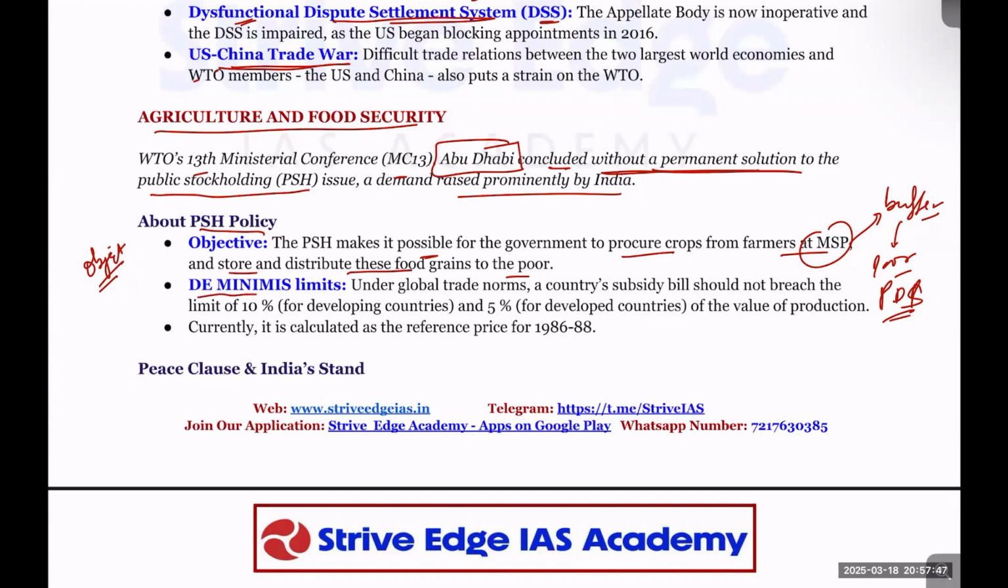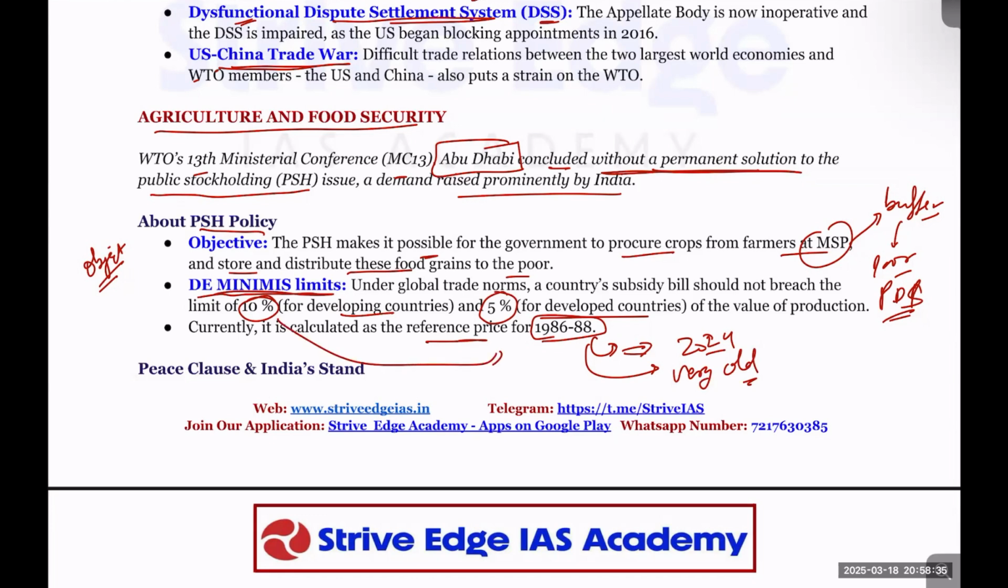But what actually happened while the negotiations were taking place in the Doha round of negotiations, de minimis limits were set up: a limit of 10% subsidy can be given by developing countries and 5% can be given by the developed countries. Currently it is calculated with a reference period of 1986 to 1988. So the benchmark for calculating these subsidies is 1986 to 1988. But now it is 2024 and this benchmark is very old, right? So the 10% that India is giving can be only about 4% of today's value.